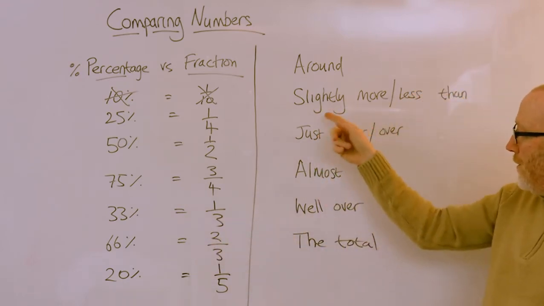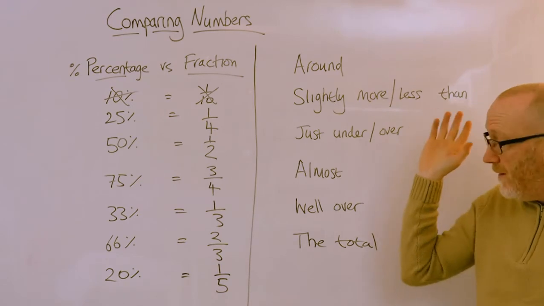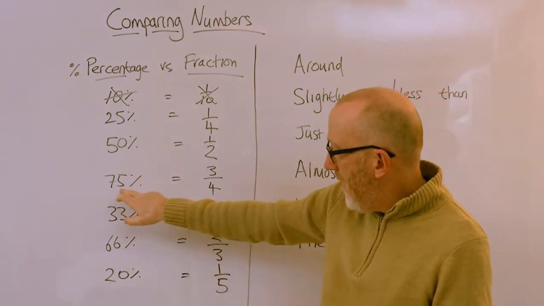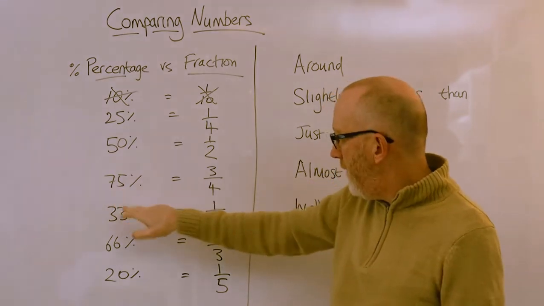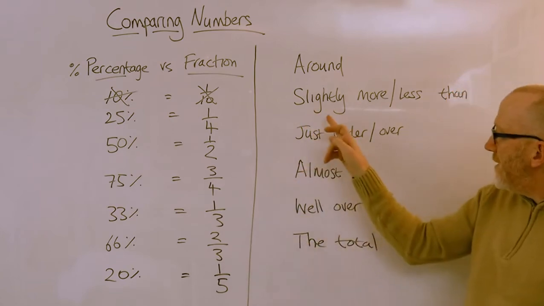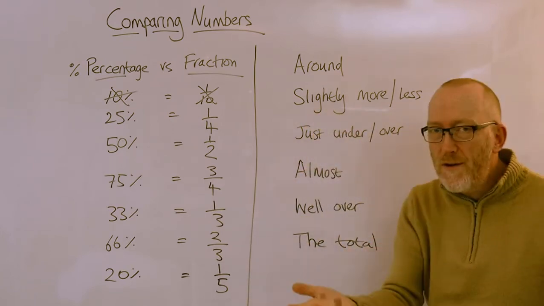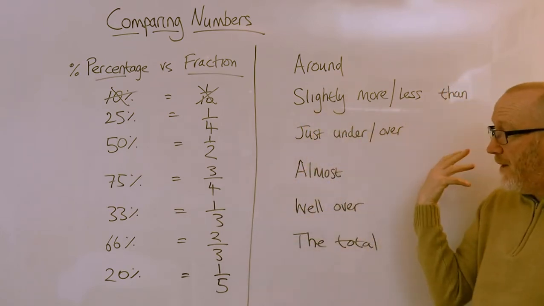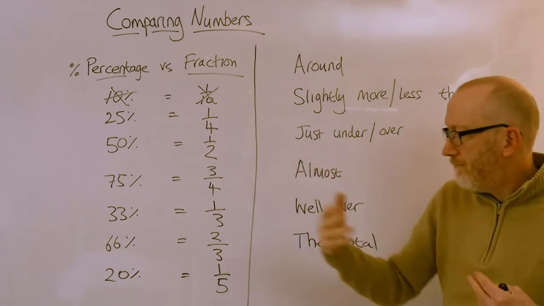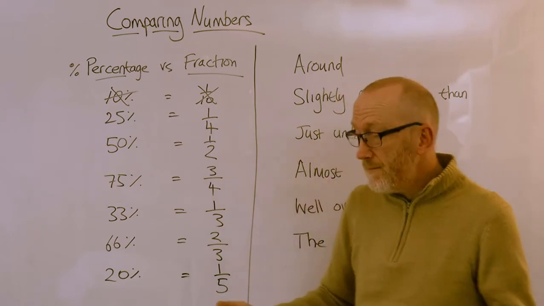Slightly more than or slightly less than is another great way of doing it. So perhaps you have, I don't know, let's say you have a number here that is 74%. So that is not exactly 3/4. So you can say slightly less than 3/4 or slightly less than 75%. Alternatively, just under or just over 66%. Okay.